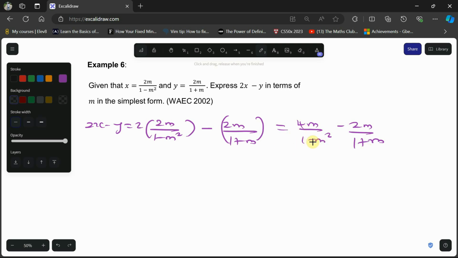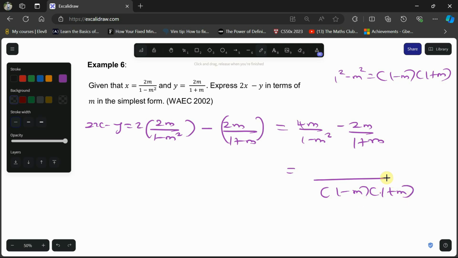Now this is 1 minus m squared. 1 minus m squared is the same as saying 1 squared minus m squared, which is the same as saying 1 minus m, 1 plus m. So you see that 1 plus m is already a factor of 1 squared minus m squared, right? So the common factor between them, I could just say it as 1 minus m squared. I could say 1 minus m, 1 plus m. This is difference of two squares in action, and we've treated this in several examples in the previous videos.